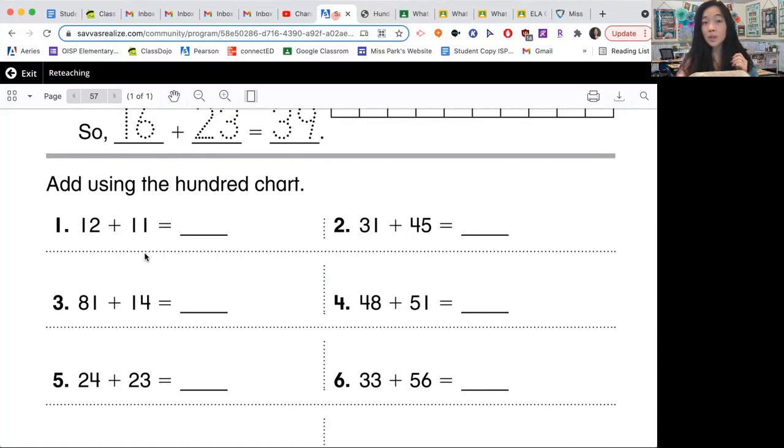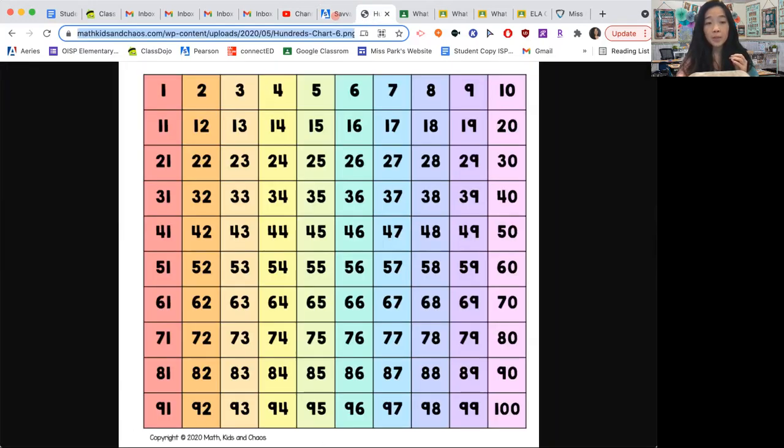Okay. Next one, number 2, 31 plus 45. 31 plus 45. So we have 45. I'm going to write it here so I don't forget. And then we're going to start at 31. So where's 31? Oh, right here. So I'm going to circle 31 because that's what we're starting at.